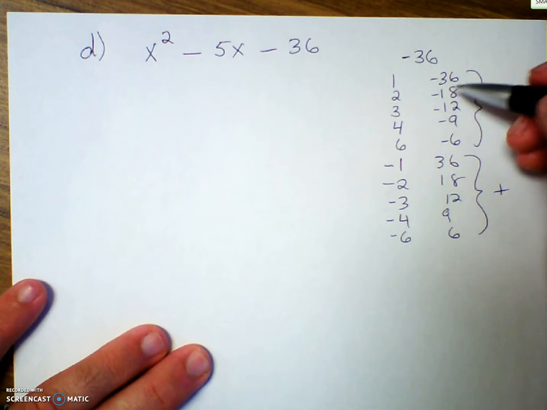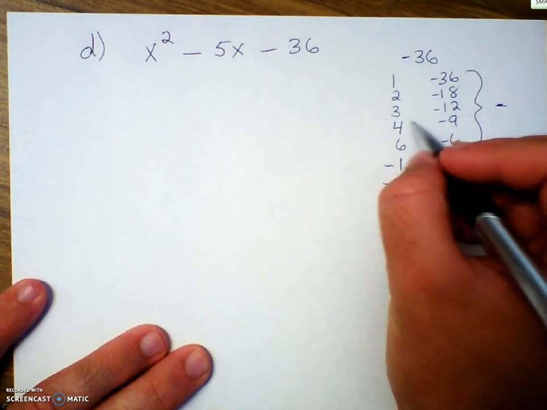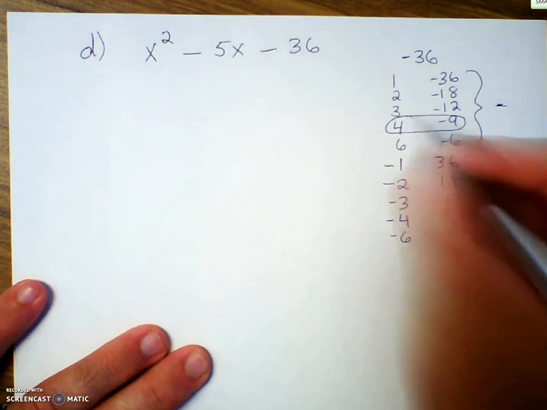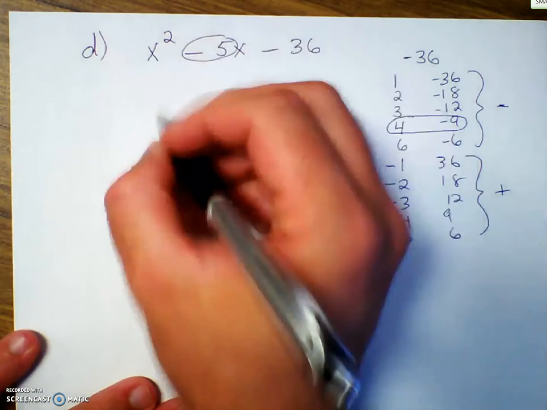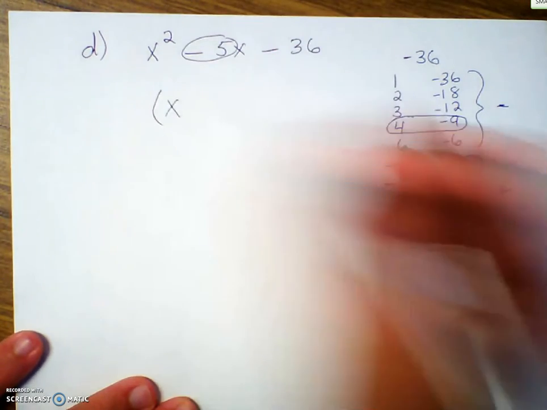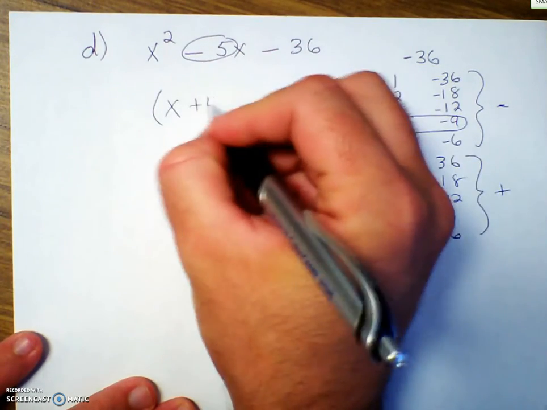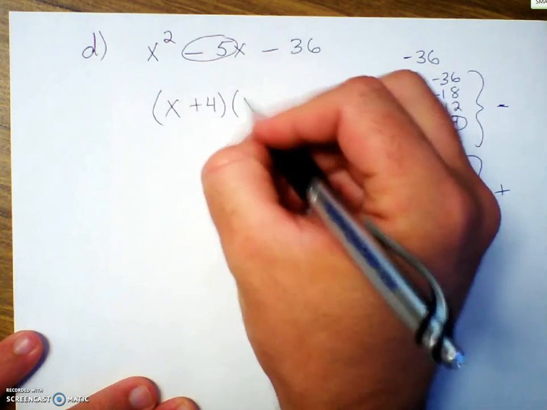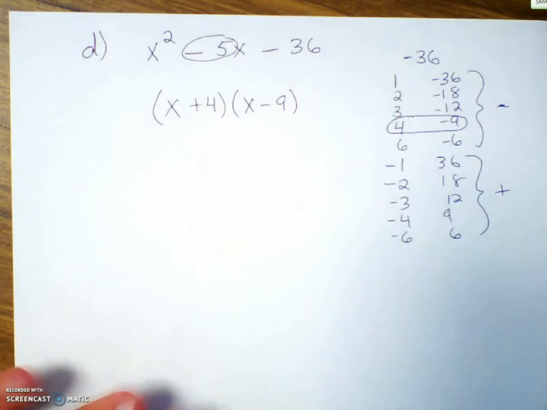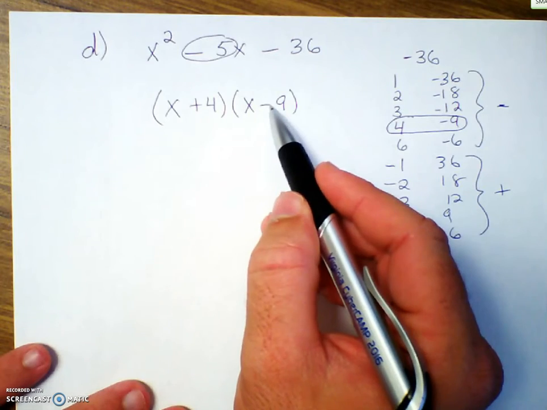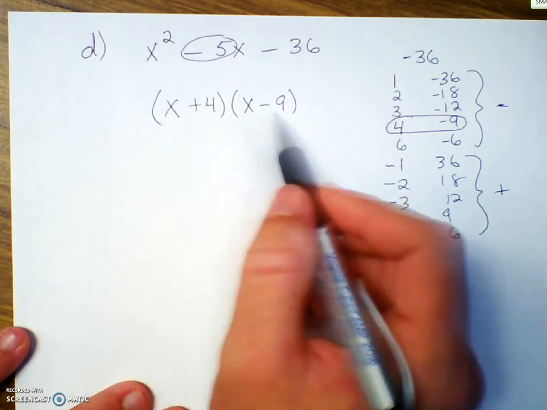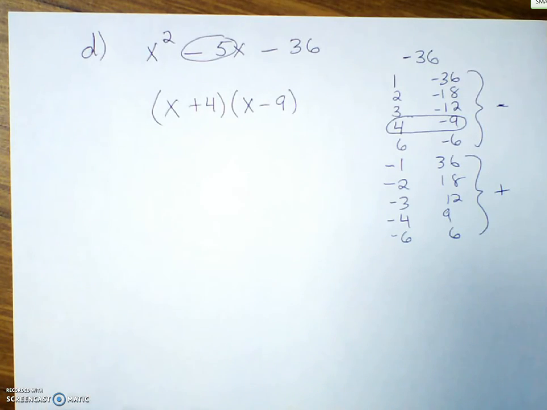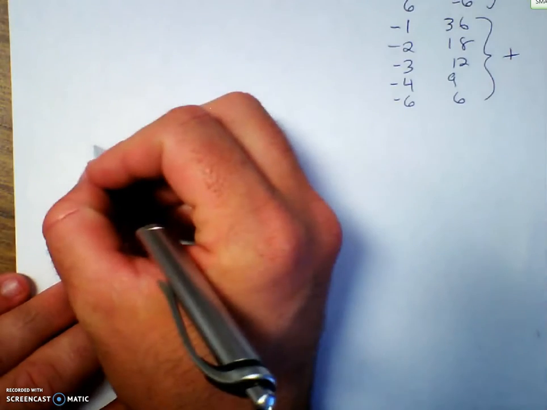Okay, so which set is it? Well, 4 plus negative 9 gets me negative 5, which is what I wanted right here. So my factored form is x, and this is a positive 4, and then this is a negative 9. Again, the order doesn't matter, but you do have to have the 9 with the negative, and you have to have the positive with the 4. So if you swap these, you have to swap the signs with it. Okay. Do a couple more, and I'll let y'all try a few of these on your own.